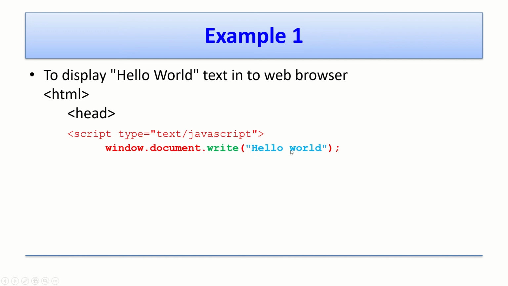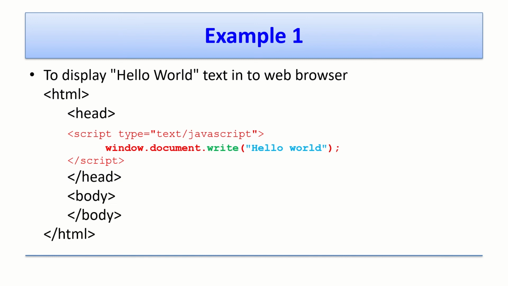If you want to pass a message as a parameter, you have to put double quotation marks and then the text message. Then we can close the script tag, close the header section, and then open and close the body section. Finally, we can close the HTML file. So this is how we display a text message in our web browser.